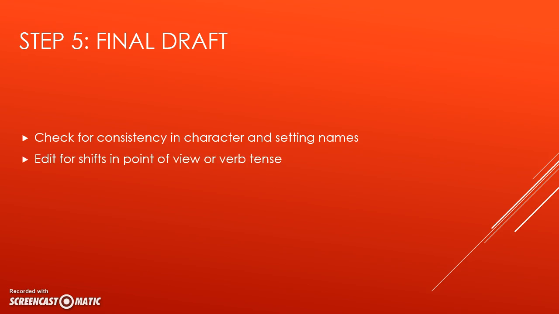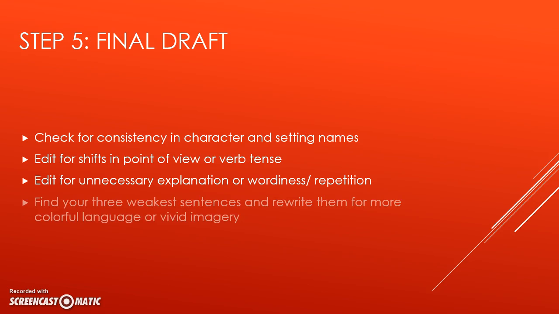Edit for shifts in point of view or verb tense. Make sure that, again, everything is consistent. Make sure that you're looking for passages with unnecessary explanation, excessive wordiness, repetition. This typically happens towards the beginning of the story when students are having difficulty getting it started. So make sure that you are going through and editing and cutting those things out.